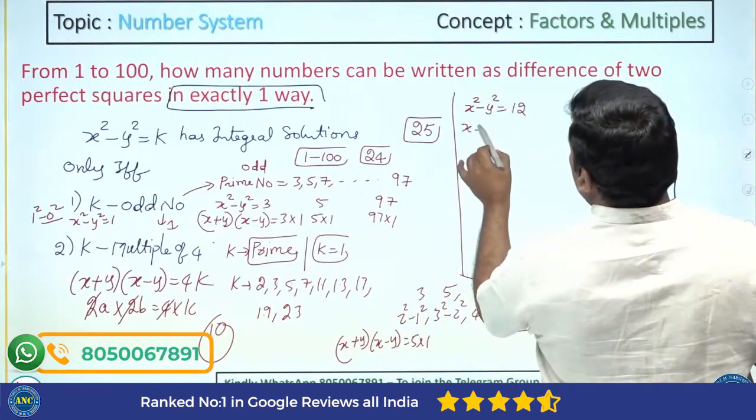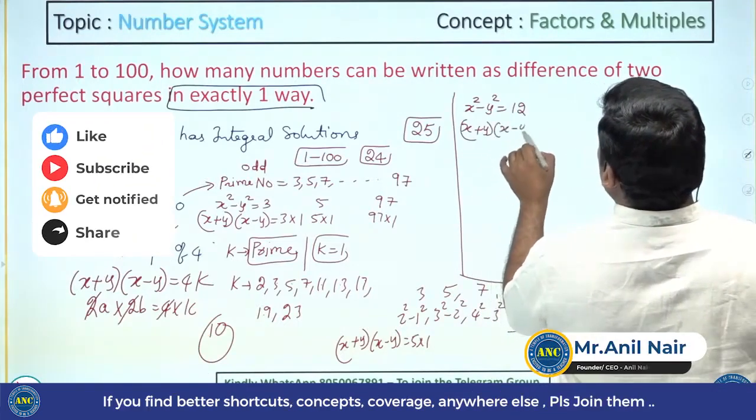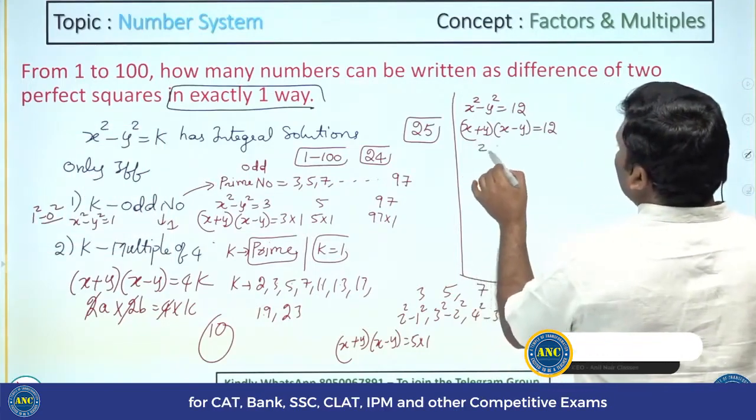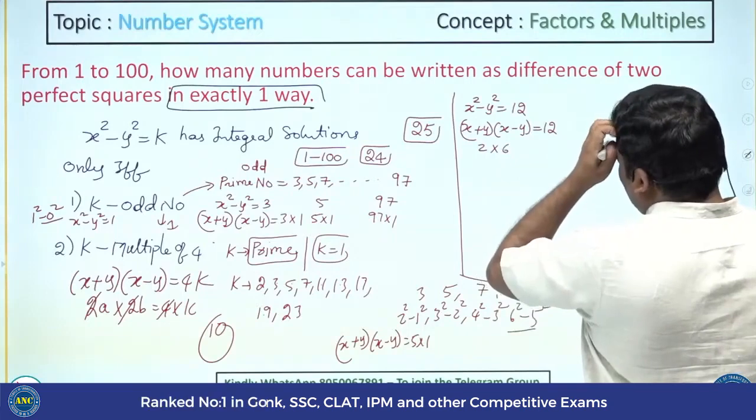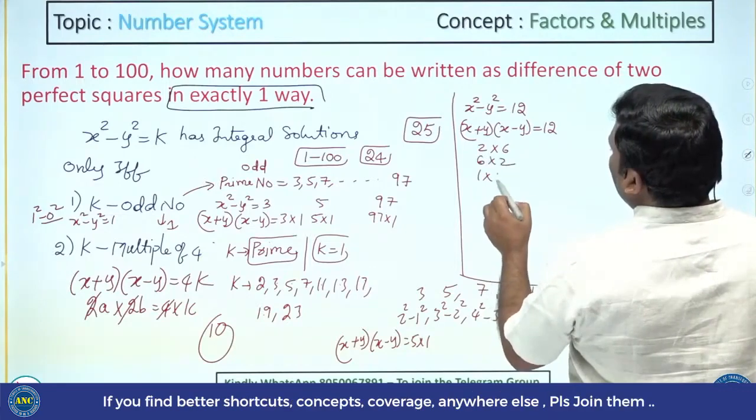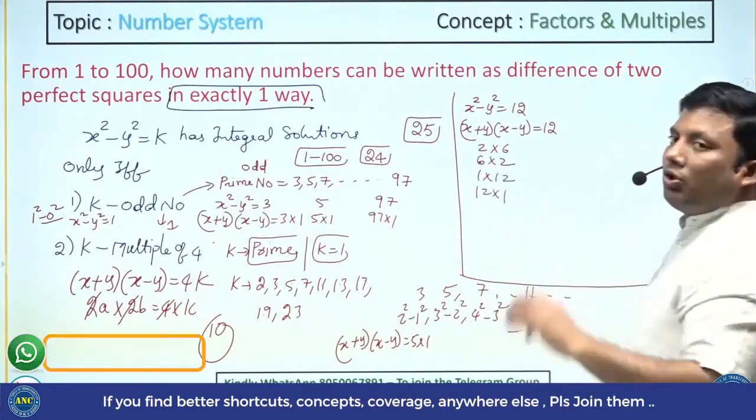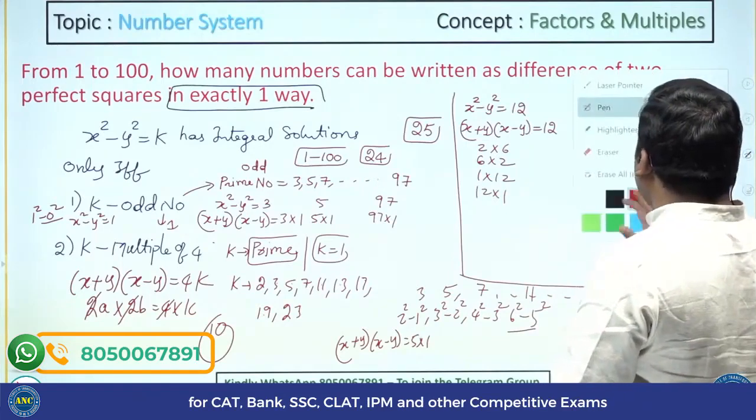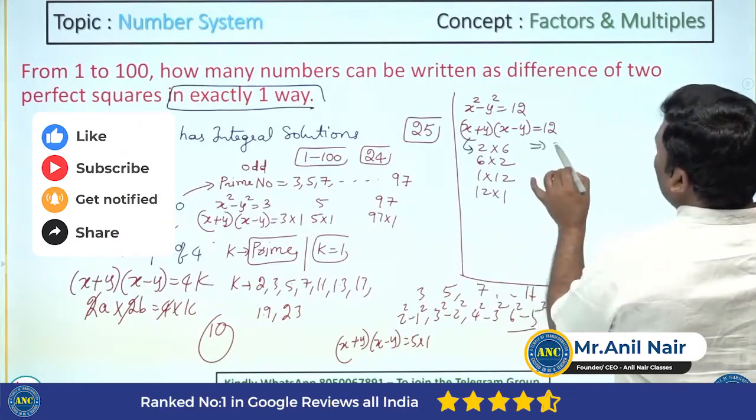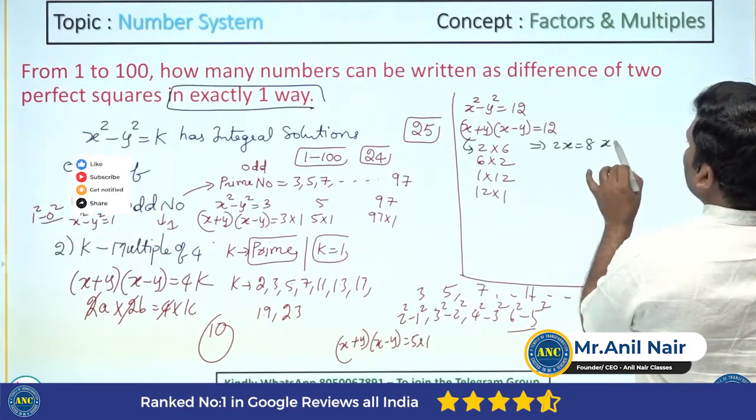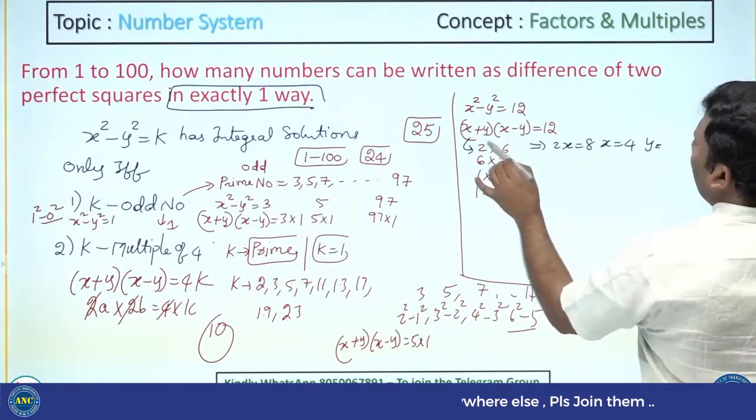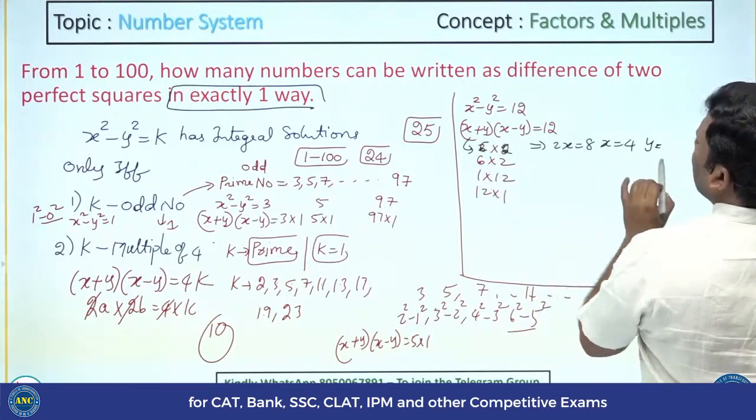See here, x plus y into x minus y equivalent to 12. 12 is a multiple of 4, or we will write like this, 2 into 6. Any other way? Even if you take 6 into 2, 1 into 12, 12 into 1. Assume you don't know that the right hand side is a multiple of 4, 2k should be subtracted. Now see here, x plus y 2, x minus y 6, 2x equivalent to 8, x is 4, y will be 2.